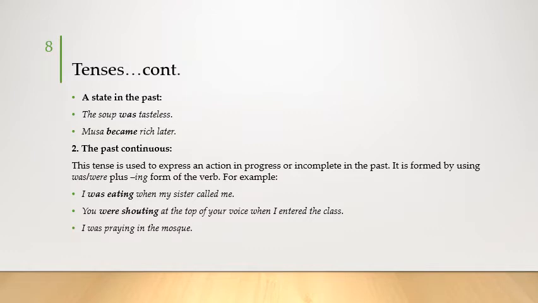For example, I was eating when my sister called me. You were shouting at the top of your voice when I entered the class. I was praying in the mosque. Was eating, were shouting, was praying. All these are indicators of past continuous.